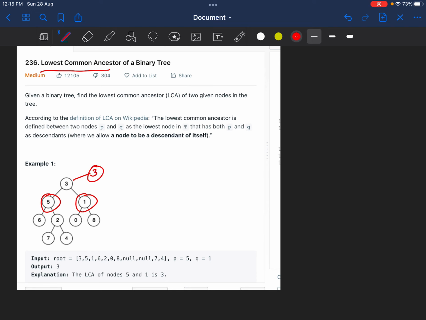But there is one edge case. Suppose you are given two nodes, one node is 5 and the other node is 4. So what is the lowest common parent? You may think it would be 3, but that is not the correct answer. You have to find the lowest common ancestor, so for both these nodes the answer would be 5. I hope you understand. Similarly, if the two nodes are 1 and 8, the answer would be 1.